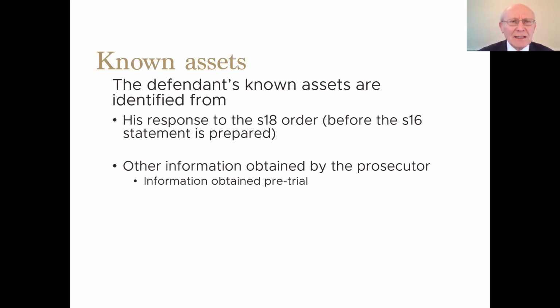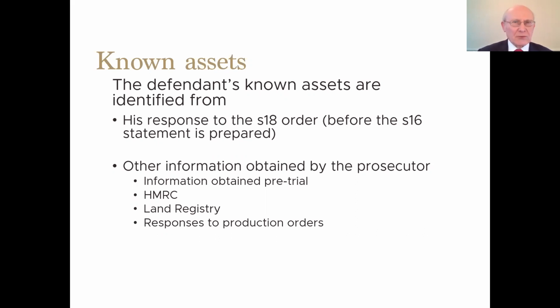They will have obtained information before the trial and possibly during the trial, after the trial, from HM Revenue and Customs, copies of tax returns, that sort of thing. And don't forget that HMRC also can have other third-party information that they can provide to the prosecutor, usually under a request under the anti-terrorism and crime legislation. The land registry too is a source of information to the prosecution, and so are responses to production orders.